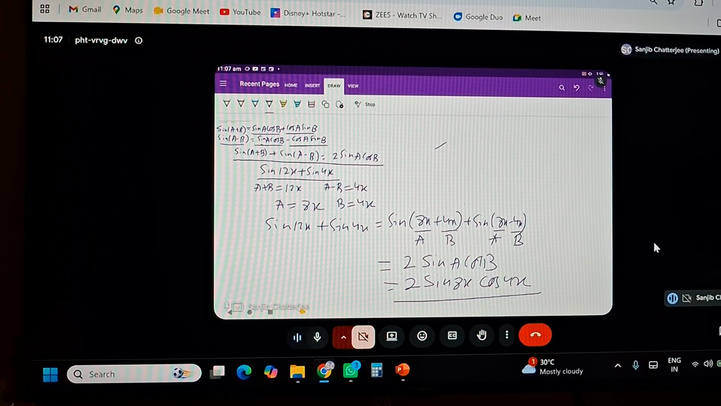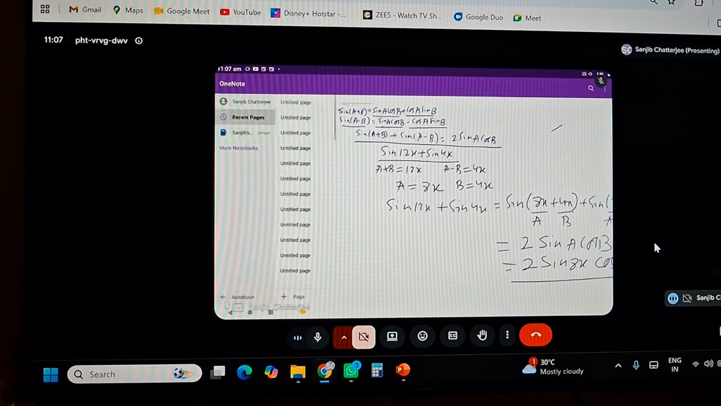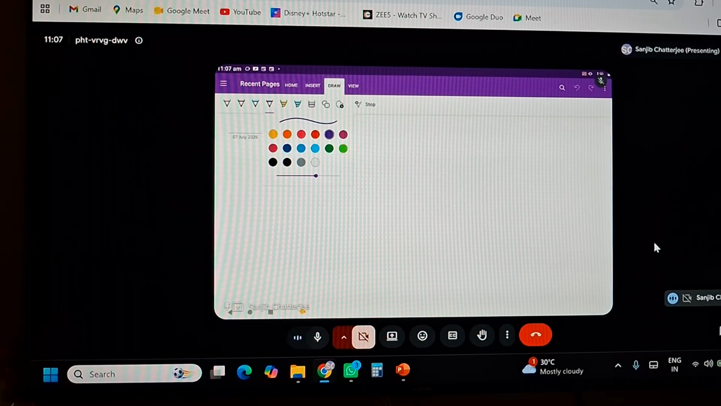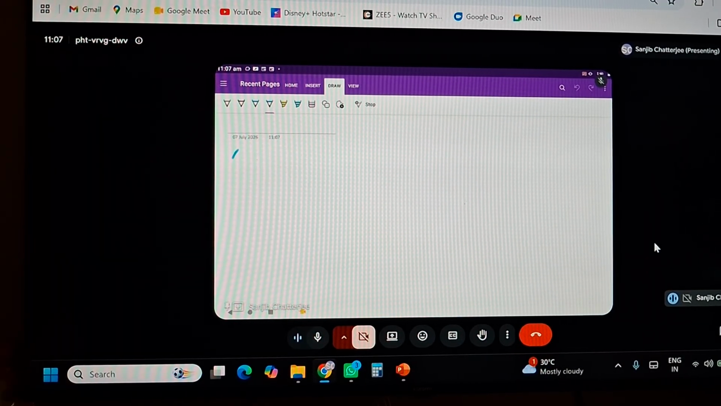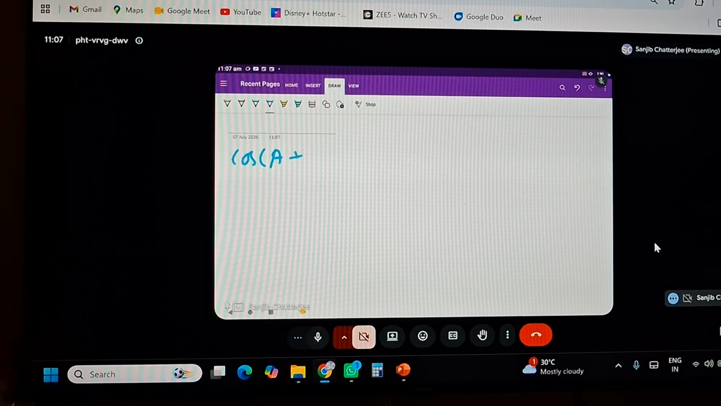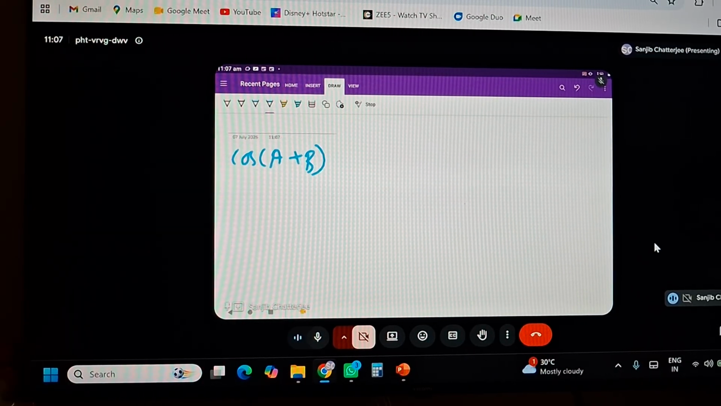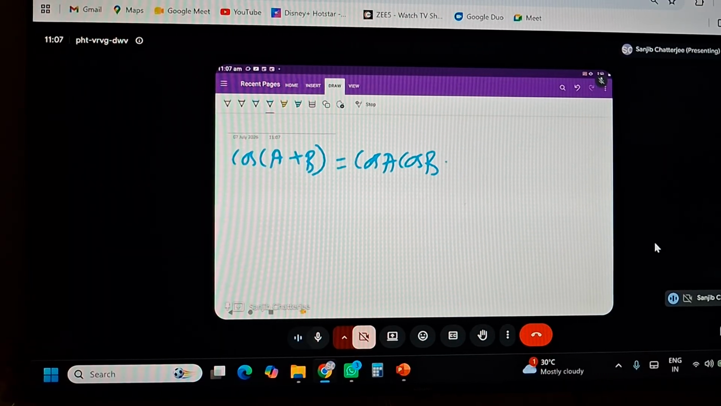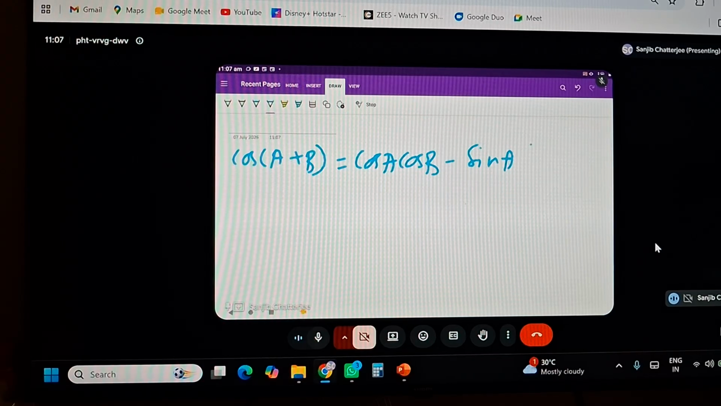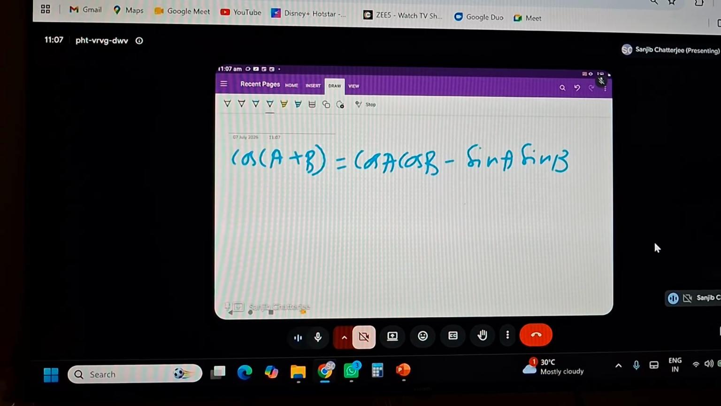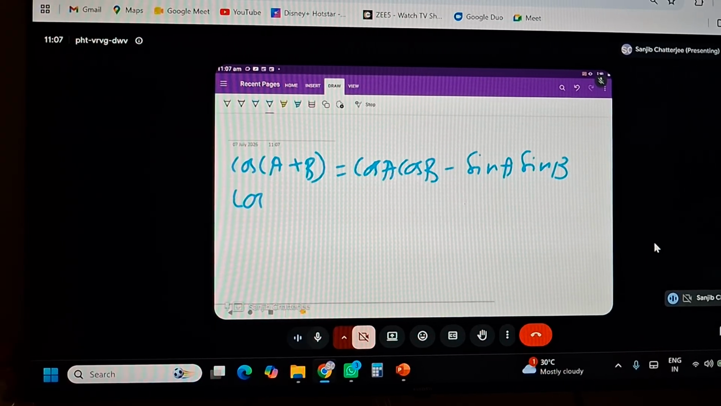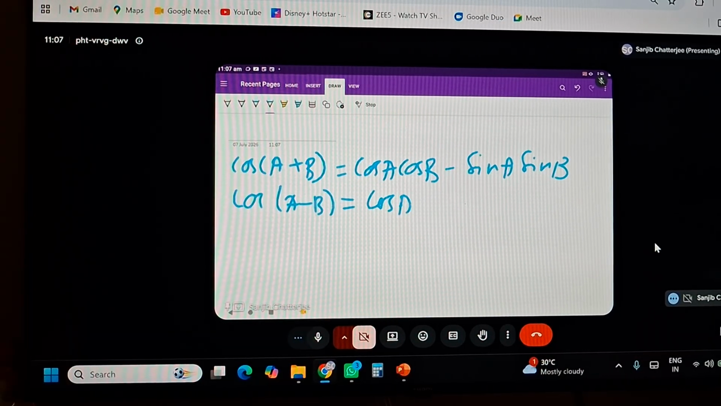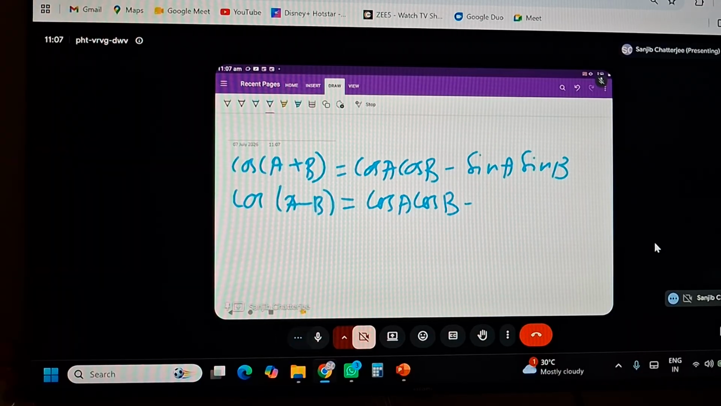I am going to share a different kind of problem now. Before that, let me show you one more formula which is really very important: cos(a + b). So cos(a + b) is cos a cos b minus sin a sin b, and cos(a - b) is equal to cos a cos b plus sin a sin b.